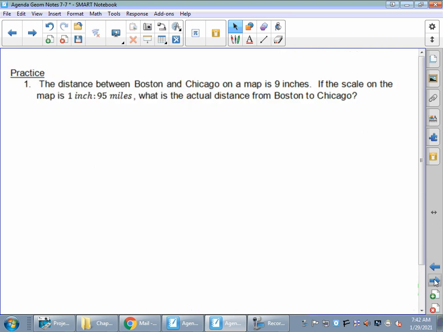The distance between Boston and Chicago on a map is 9 inches. If the scale on the map is 1 inch to 95 miles, what's the actual distance from Boston to Chicago? Now, I know a lot of you are going to be able to just multiply this out and get an answer. But remember, we're talking about the proportion. If you can multiply it out, show me what you're multiplying. If you want a set system that works every time, let's make a proportion.